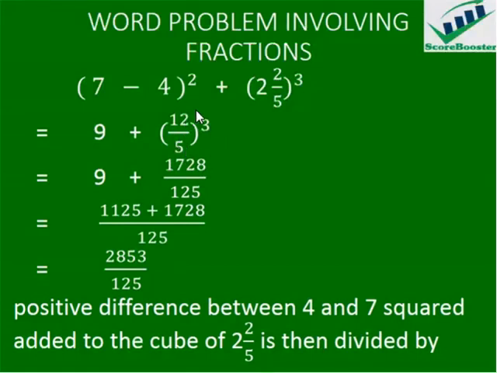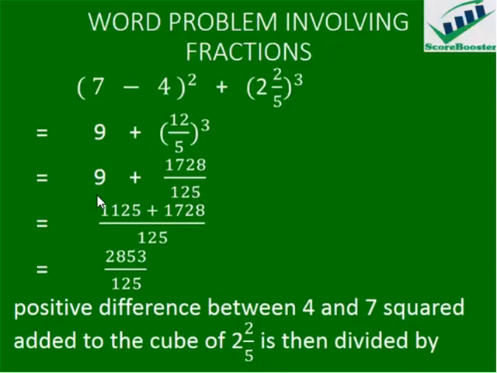So 12 raised to power 3 is 12 multiplied by 12 multiplied by 12. If you use your calculator for that, you get 1728. 5 cube is 5 multiplied by 5 multiplied by 5, and that will give 125. This is the same thing that we did in the previous question, that's addition of fractions.